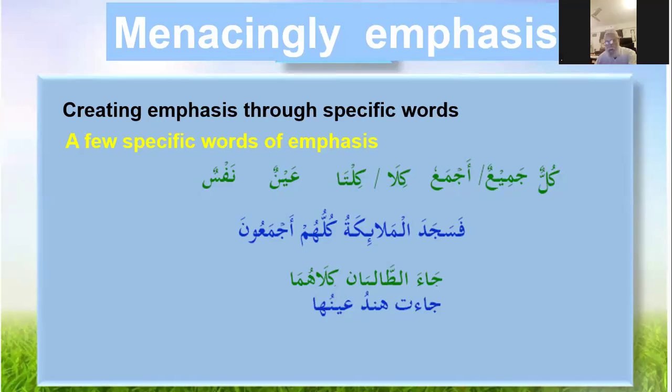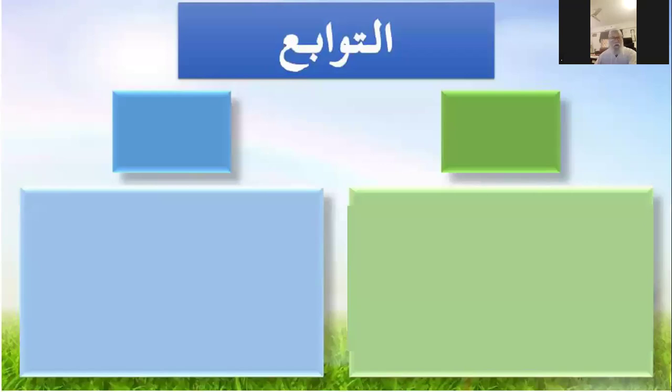Ja'at Hindun 'ayniha. Again, 'ayniha is coming for Hind. Ja'a Zaydun nafsuhu. Zaid and nafs have the similarity, showing the one person. So we had said tawabi' is of four types. One was na't, another was tawkid, and the third was, what was the third?